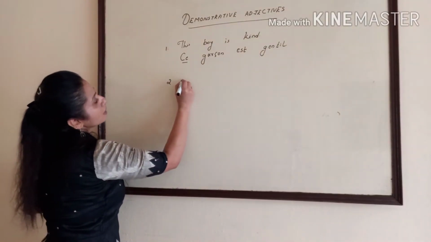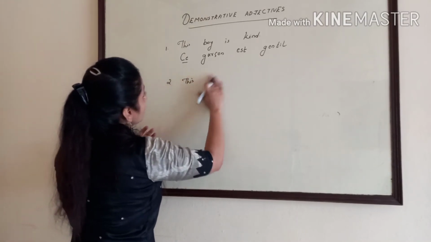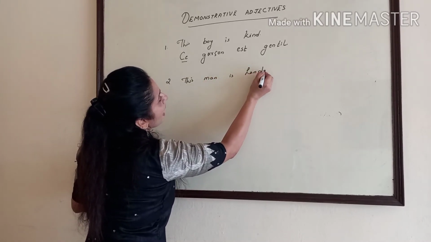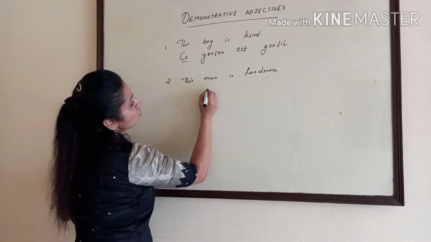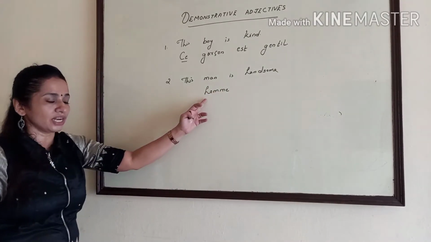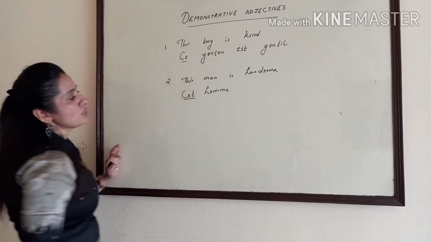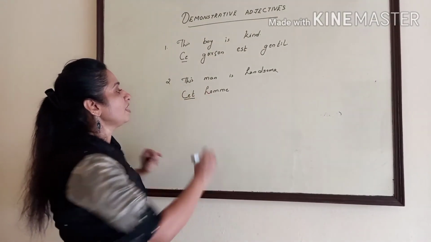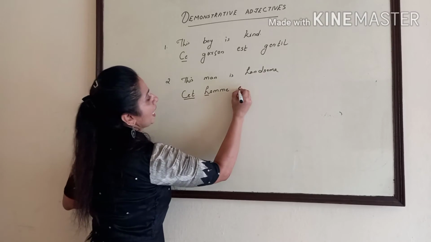Number 2, this man is handsome. Here, for man, the French word is homme, H-O-M-M-E. That means silent H. So, we will add here C-E-T. I have told you C-E-T, cet, is used in front of a masculine noun beginning with a vowel or silent H. So, cet homme.